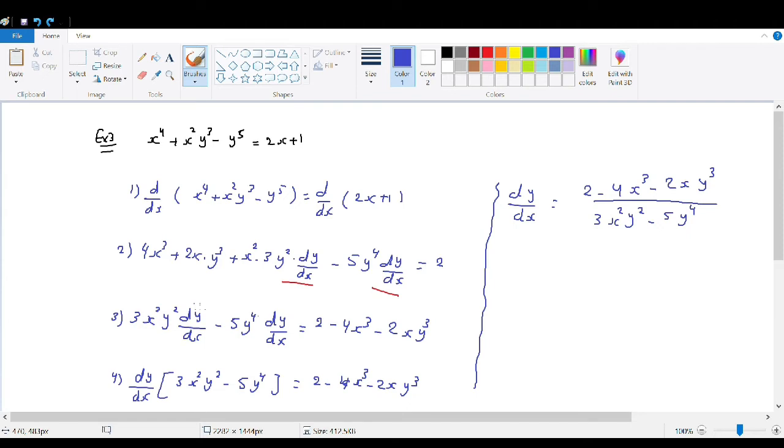Then the third step, we put the terms that contain dy over dx on this side, and we move all other terms to the other side. So then we take dy over dx as a common factor, and we are left with 3x squared y squared minus 5y to the power 4. Then the last step, we put dy over dx on one side, so that means we need to divide by this bracket. So the final result here, we have dy over dx.